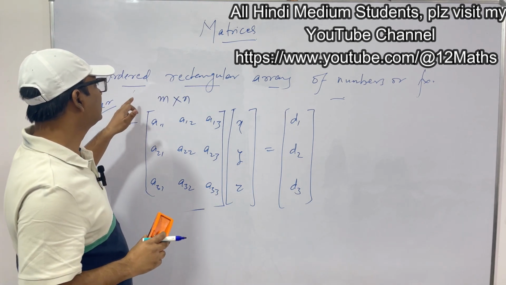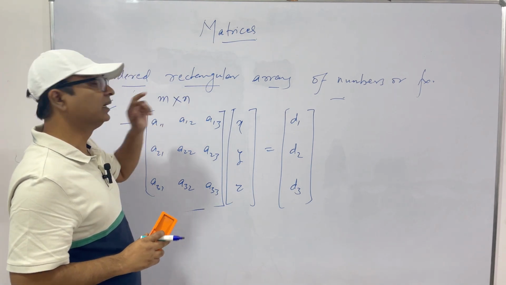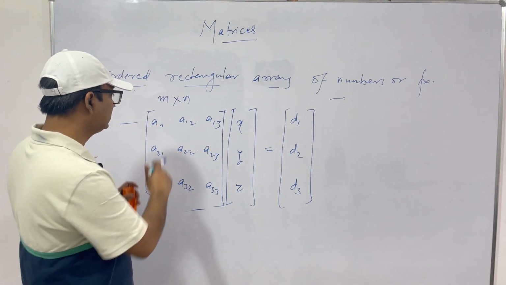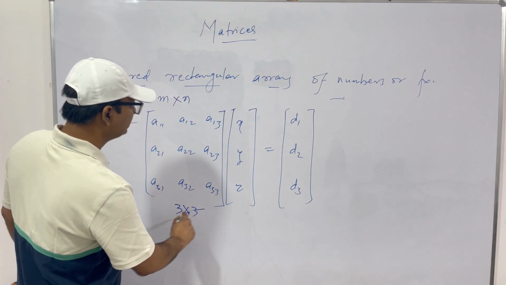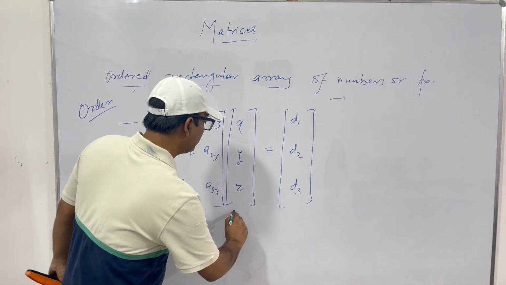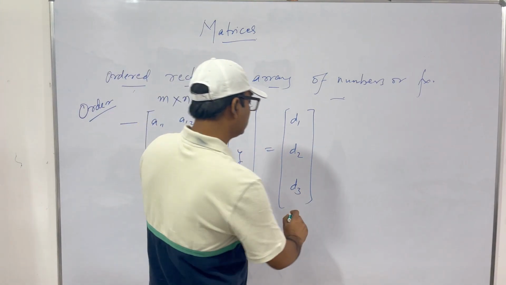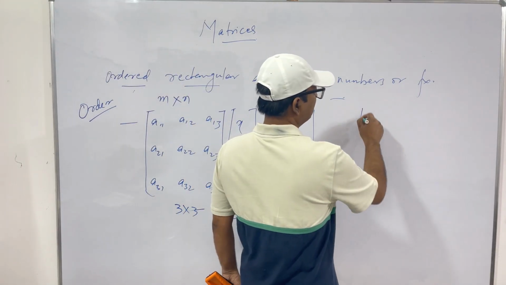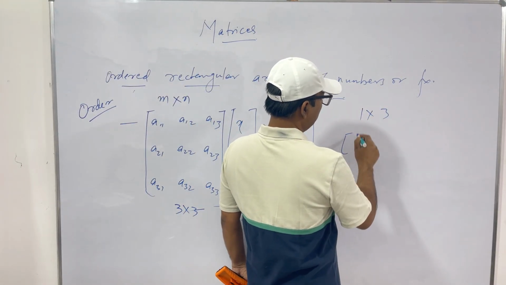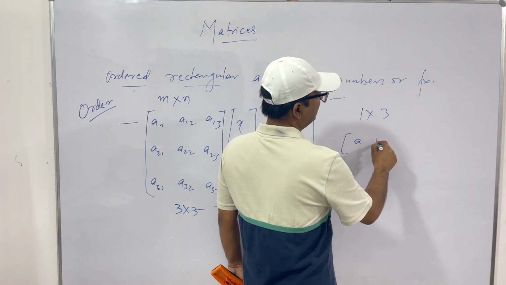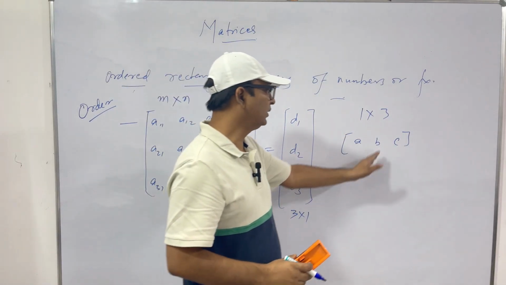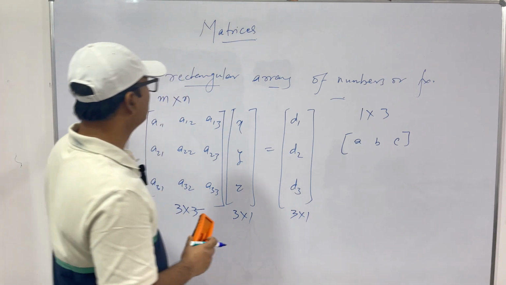Now I am introducing a new term, order of the matrix. The order of a matrix is m cross n, where m is the number of rows and n is the number of columns. So this is a 3 cross 3 matrix. This is 3 cross 1 matrix. This is also 3 cross 1 matrix. Let's say we want to see a 1 cross 3 matrix. This will be A, B, C. This is one row but 3 columns. So this is the order of the matrix.